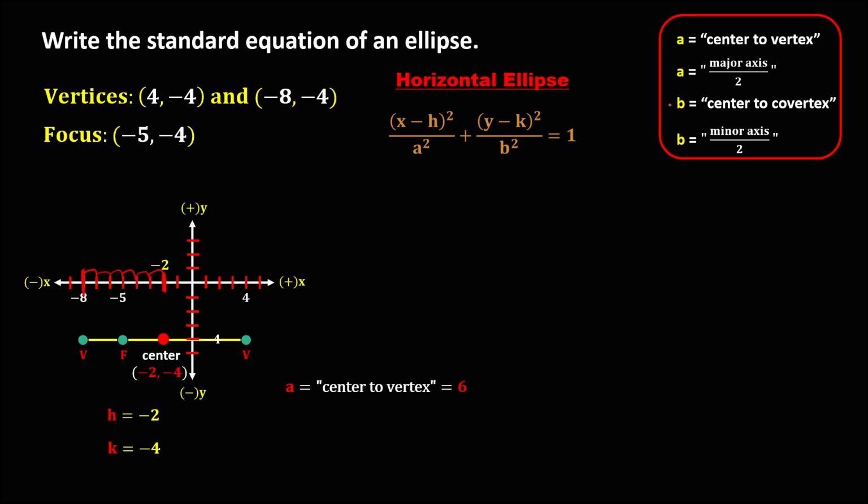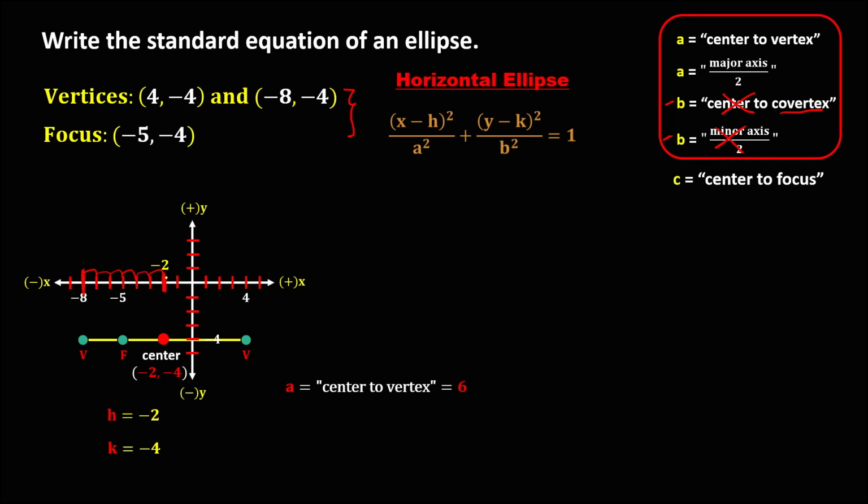Then to solve for b, b is center to co-vertex. Since there is no given co-vertex, we cannot use this formula to solve for b. Then the other formula for b is the minor axis divided by 2. Since there is no given minor axis, we cannot solve b using this formula. So since we cannot solve b using the two formulas, then we need to solve for c, center to focus.